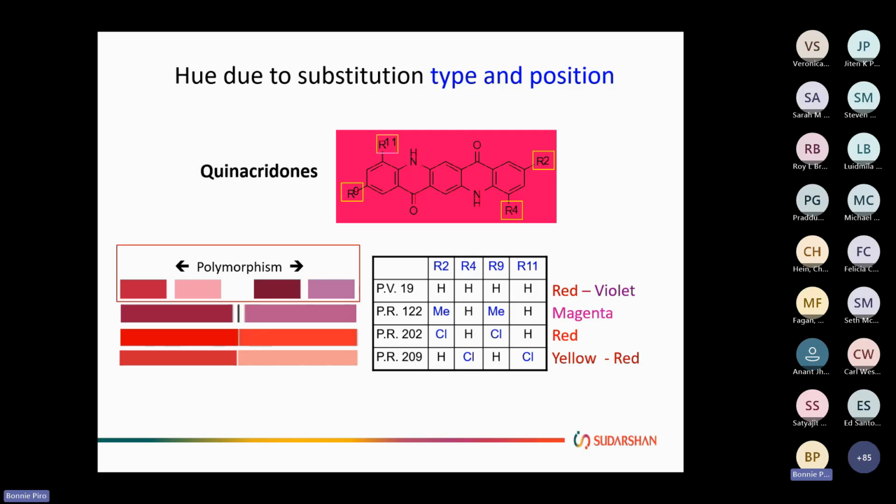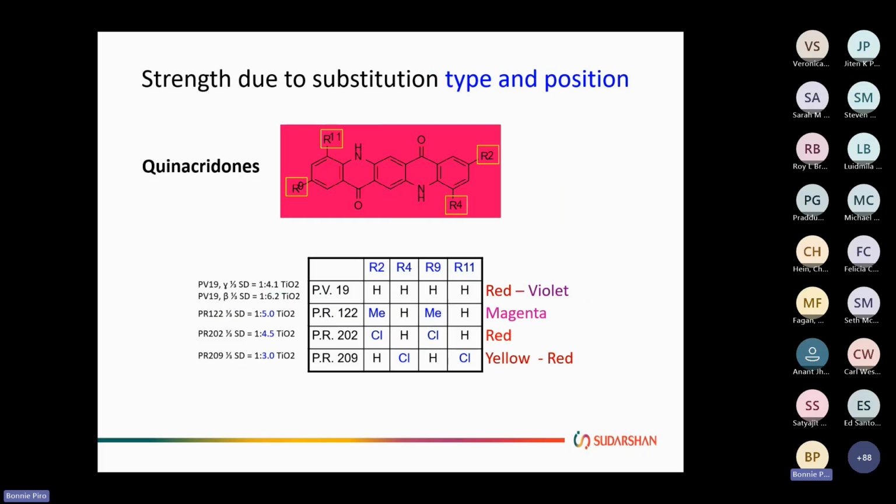And sticking with chlorine as the substitute, but moving that positioning to the R4 and R11 positioning, so bottom right, top left, we achieve the pigment red 209, which gives a little bit more of a dirtier red type of a color positioning and a weaker tint strength. So depending on what you're putting on and where you're putting it on will provide the difference in color. But it also provides a difference in properties as well.